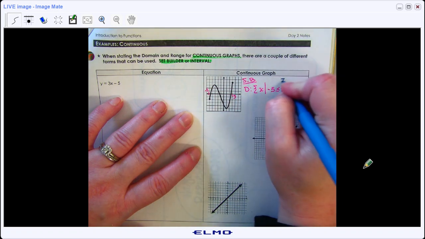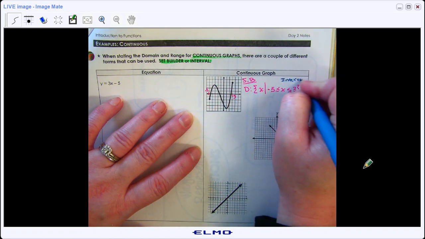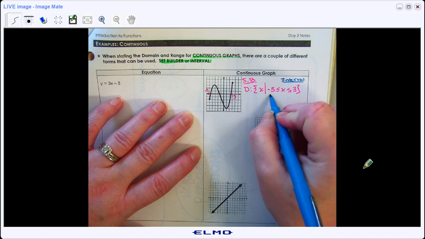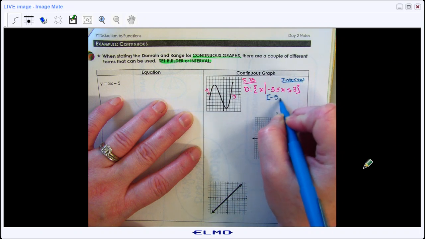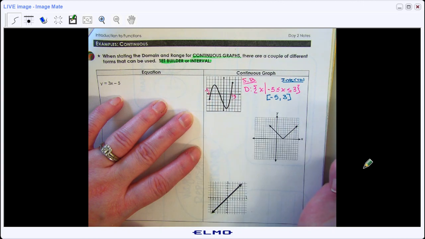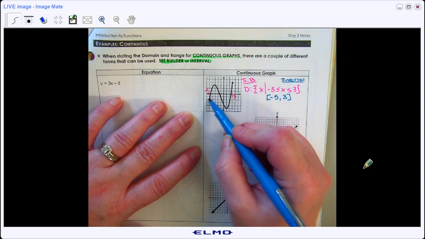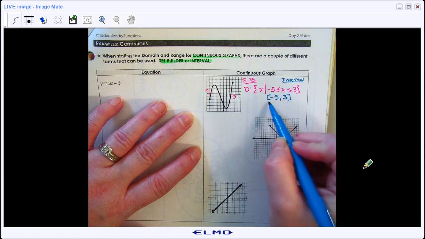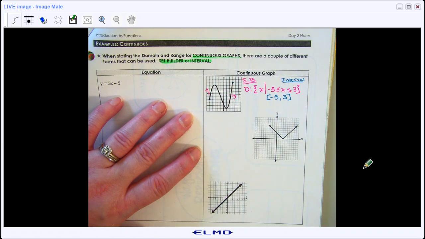I'm going to use blue for my interval. So in interval notation, because -5 and 3 are included, because they are closed circles, you would do bracket -5 to +3, close bracket.